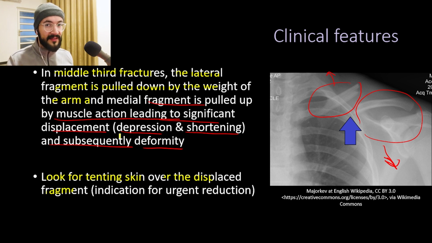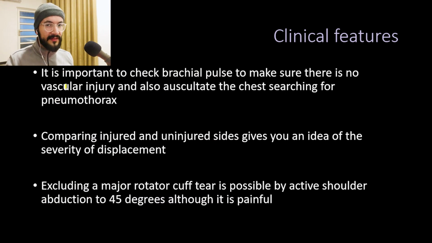So look for this tenting shape because it's an indication for urgent reduction, because this fragment might pierce the skin and the fracture would become an open fracture. And it is important to check the brachial pulse of the patient to make sure there is no vascular injury, and also auscultate the patient's chest, searching for pneumothorax, so searching for hyperresonance sound of the pneumothorax.